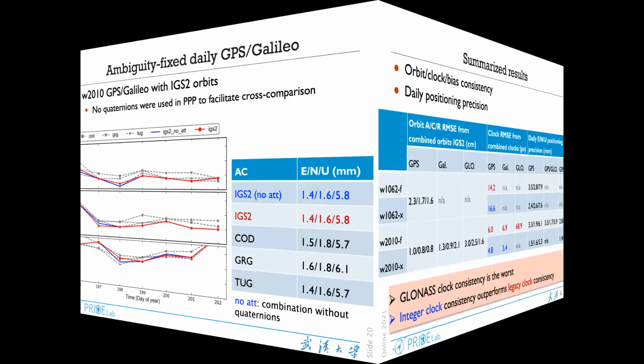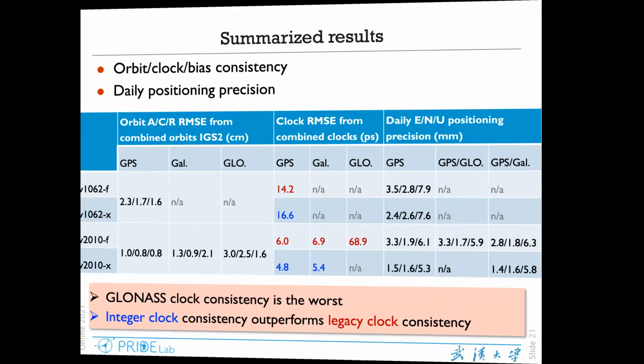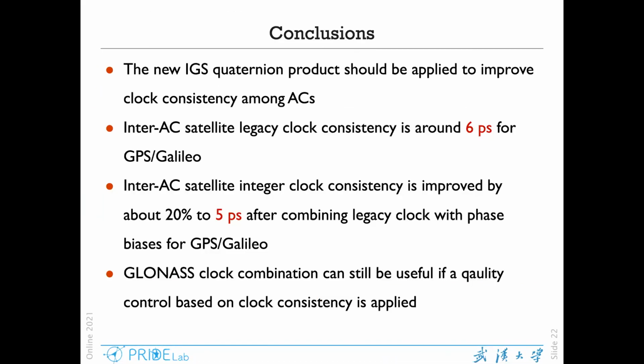We can show you a broad picture of the clock combination. So in the middle columns here, we show that after we do the integer clock combination, we can achieve better clock consistency among the ACs, and the Glonass clock consistency is the worst. All right, so here finally we come to the new IGS quaternion products should be applied to improve the clock consistency among the ACs.